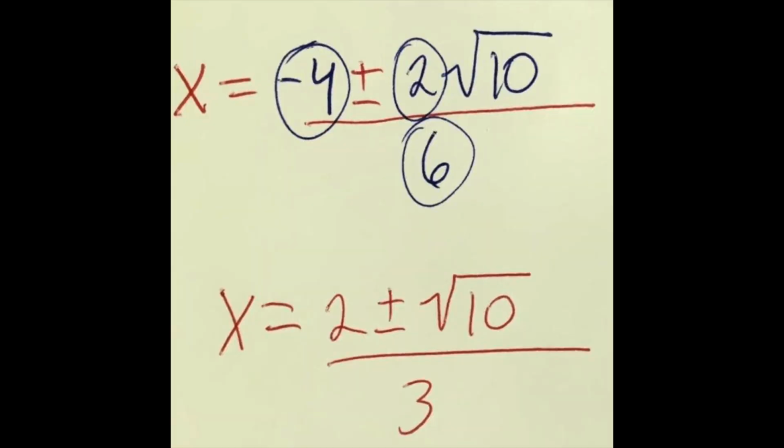You place that into your equation, and then you divide by what they're all divisible by, which would be 2. You would get x equals 2 plus or minus the square root of 10 over 3, and that is how you solve it.